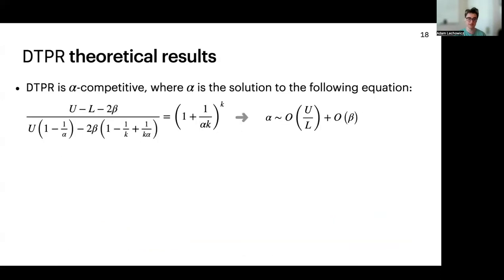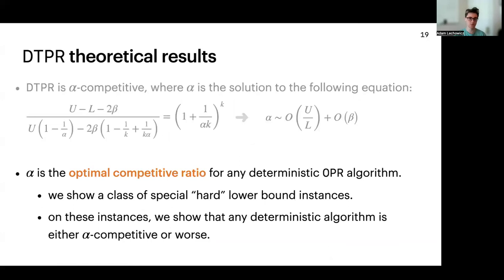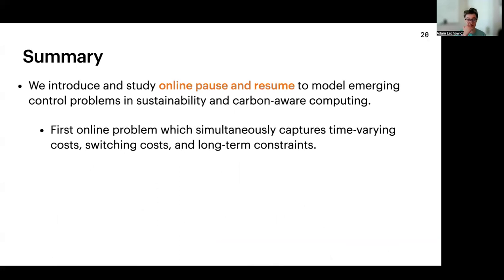So we call this algorithm DTPR, which stands for double threshold pause and resume. DTPR is alpha competitive, where alpha is the solution to this equation. Order-wise, alpha is sublinear in U over L with an additional linear dependence on beta. We show that alpha is the optimal worst-case competitive ratio for any deterministic algorithm by constructing a special class of hard instances where any action an algorithm makes leads to a competitive ratio of alpha or something worse.